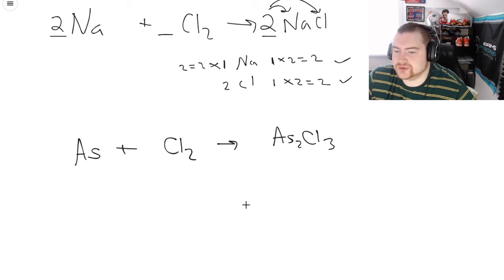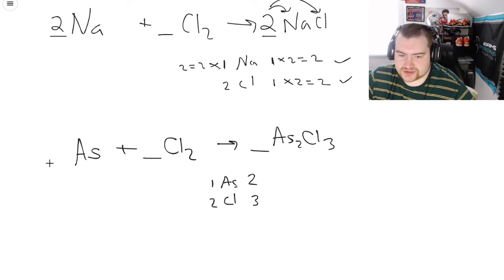Okay, first step, we're going to count the number of elements on each side. So I have arsenic, and I have chlorine. How many arsenic do I have on the left? I have 1. How many arsenic do I have on the right? I have 2. How many chlorine are on the left? I have 2. How many chlorine on the right? I have 3. So nothing is balanced here, right? We have 1 and 2, and 2 and 3.